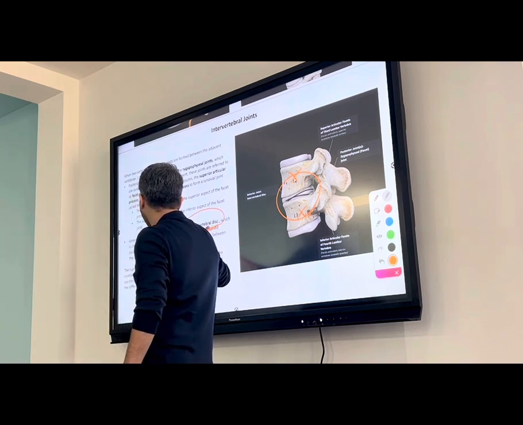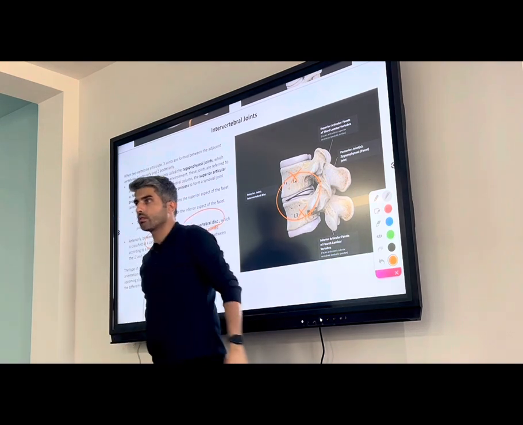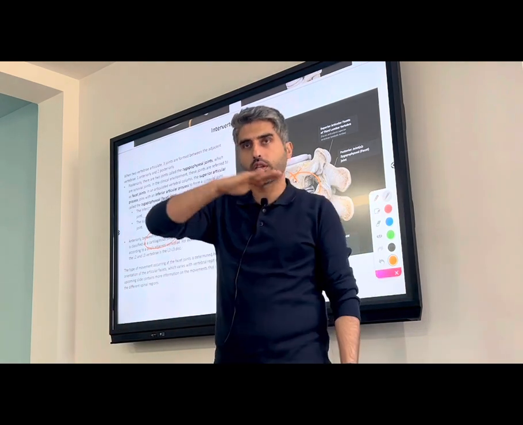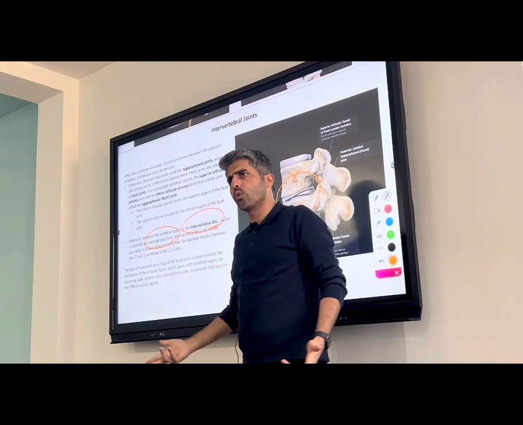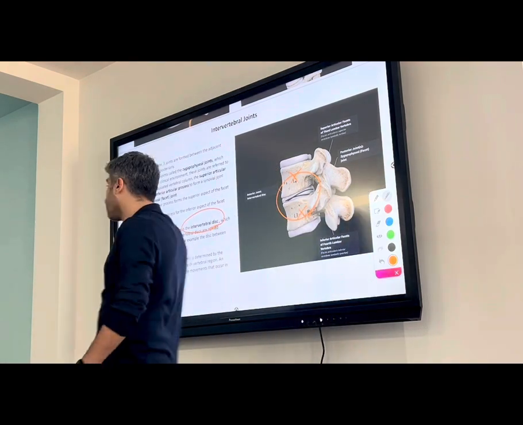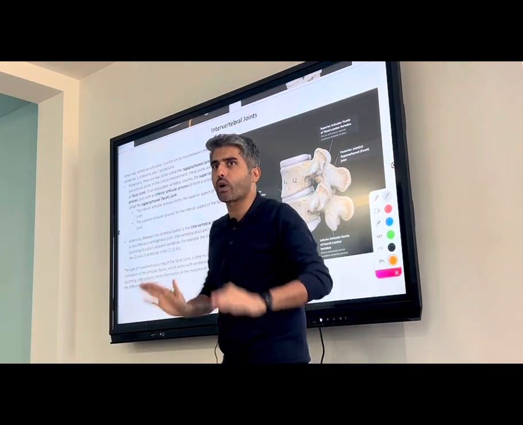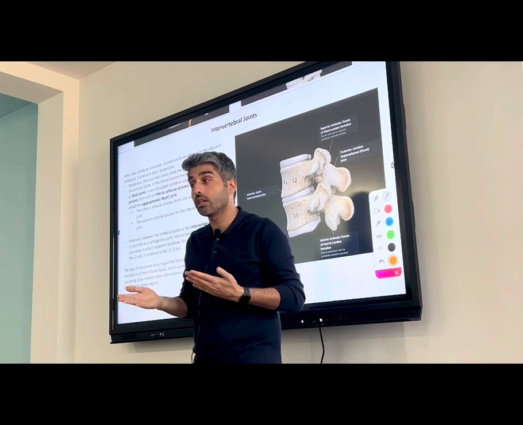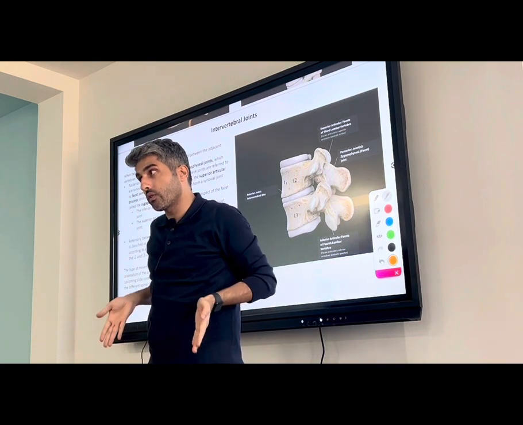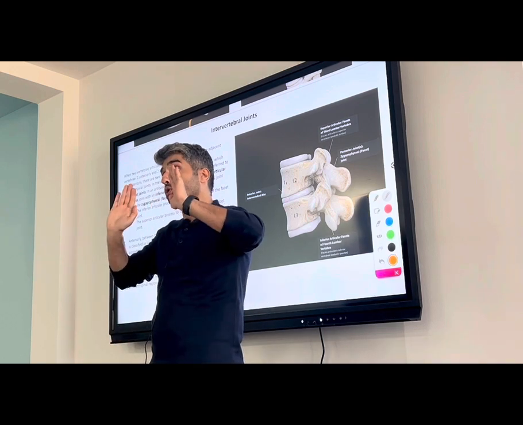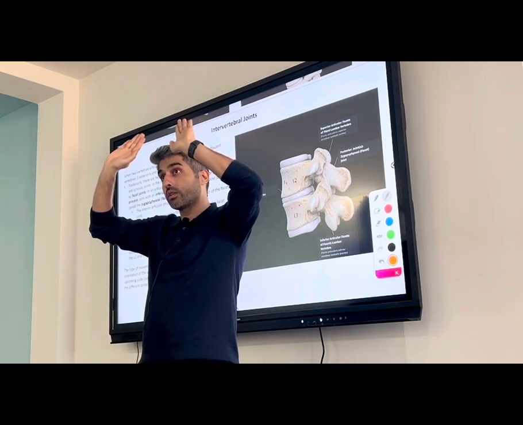Intervertebral disc, cartilaginous joint. Yes, a cartilaginous disc attached to two bones, two bodies. So, do we have another place for attachment of the vertebra? Yes, the superior articular process and inferior articular process. I told you they attach the bones together.